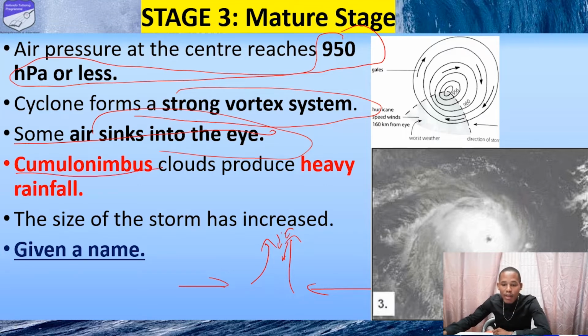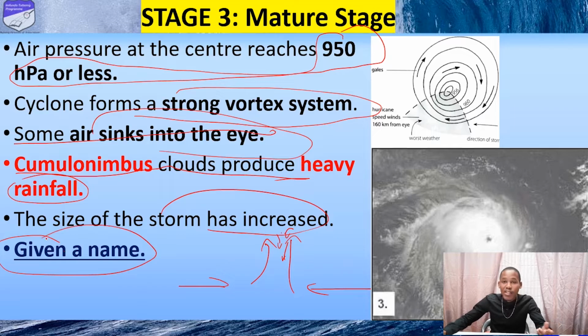Right. Cumulonimbus clouds produce heavy rainfall because of the continuous updraft of warm air. Cumulonimbus clouds have now eventually formed, which are larger clouds, hence they are going to cause heavy rainfalls. The size of the storm has increased, now larger, because we've identified that this is a huge cyclone. It is at a fully developed stage because it has the eye.